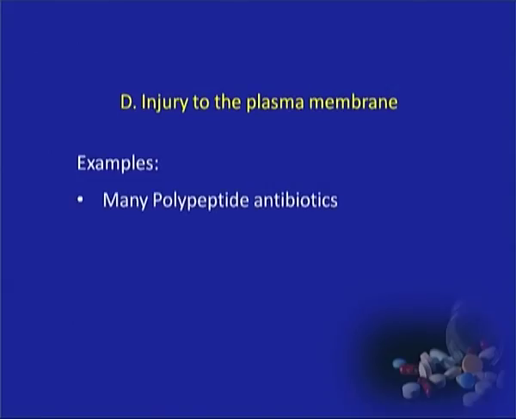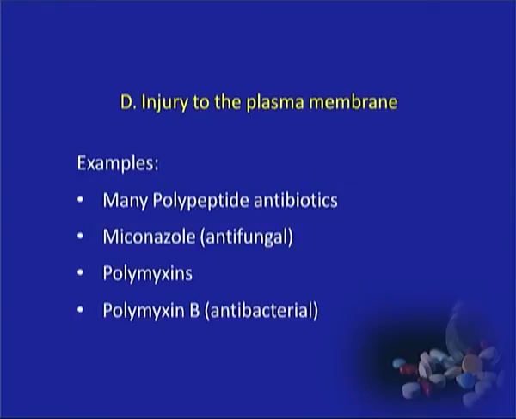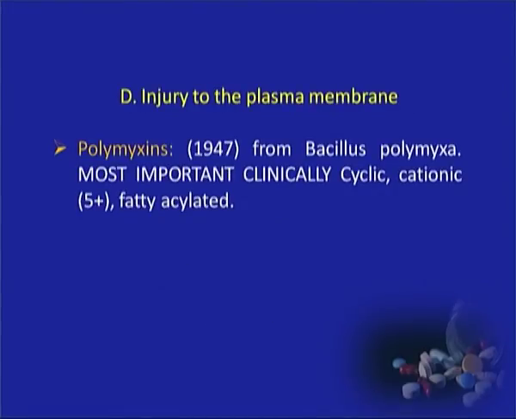The examples of these kinds of antibiotics are many polypeptide antibiotics like miconazole, which is an antifungal agent, and polymyxins and polymyxin B, which is an antibacterial drug. Polymyxins originated in 1947 from Bacillus polymyxa. It is the most important clinically cyclic cationic drug and it is fatty acylated.